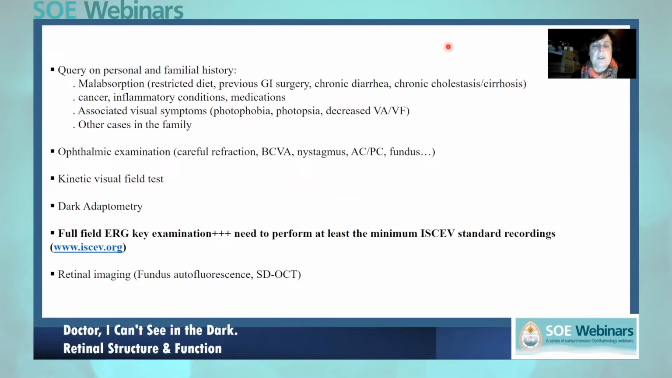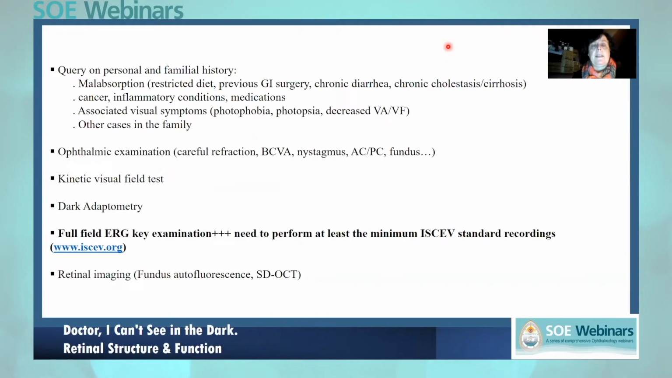When managing a patient with dark adaptation problems, the first step is to take a medical, personal and familial history, looking for causes of malabsorption, restricted diet, GI surgery, chronic diarrhea, chronic cholestasis or cirrhosis, history of cancer or inflammatory condition or medication, and associated symptoms including light sensitivity, photopsias, decreased visual acuity, or abnormalities of the visual field, especially the side vision. And of course, asking for a family history and other cases in the family, with a pedigree that should be drawn.